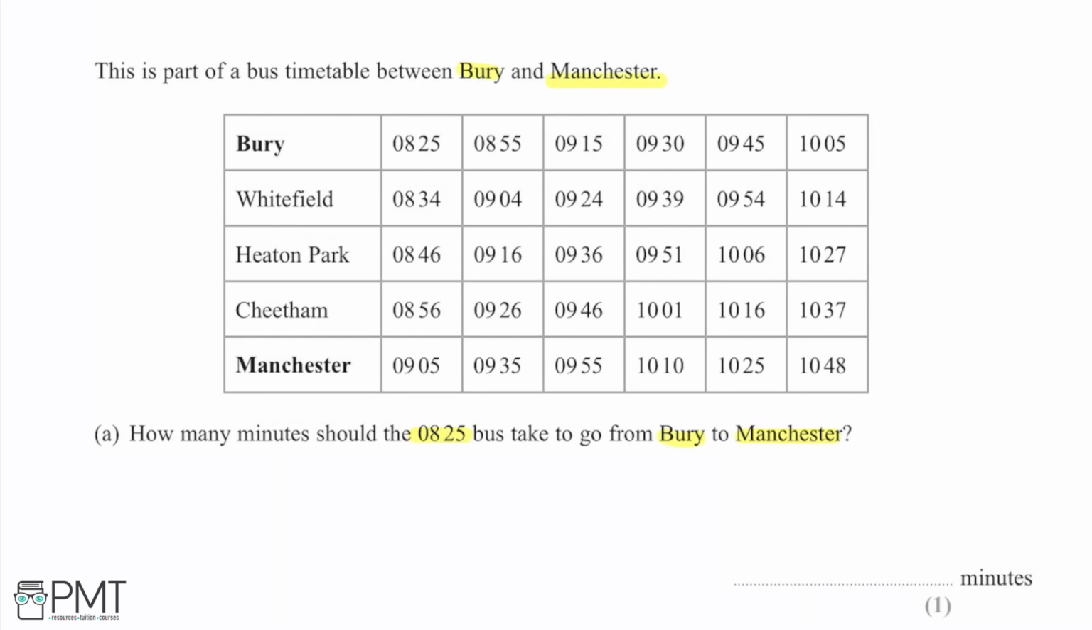So if it stops at Bury at 8:25 and at Manchester at 9:05, I can find the difference between these two. So I know there's 60 minutes in an hour, so I can count up from 8:25 to 9, and that gives me 35 minutes, and then I have this extra 5 minutes as it's 9:05 to add on. So the 35 plus 5 gives me an answer of 40 minutes here for the time taken.